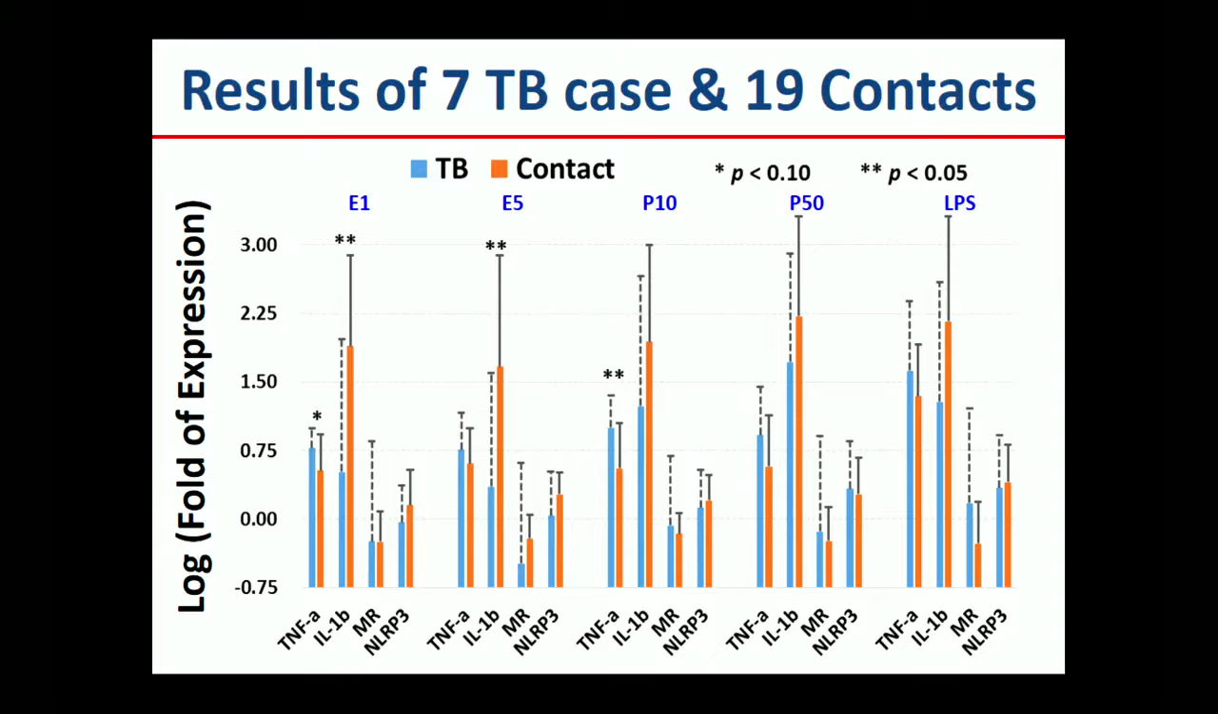And this picture shows that the gene expression of interleukin-1 beta after ESAT6 stimulation is significantly increased in contacts compared with TB cases. And in contrast, the gene expression of tumor necrosis factor alpha after antigen stimulation is significantly increased in TB cases.